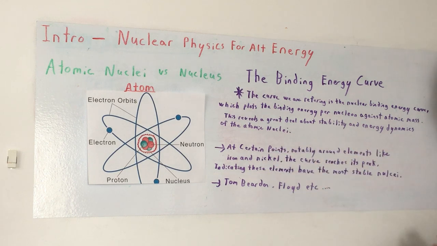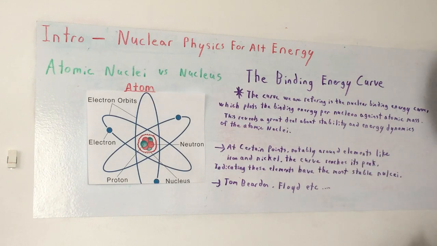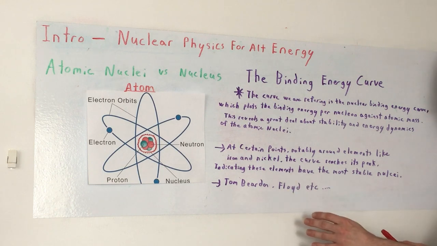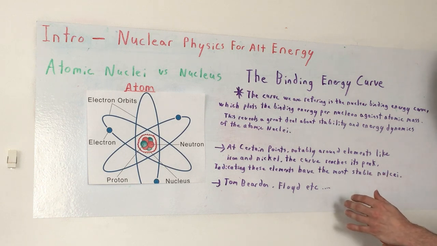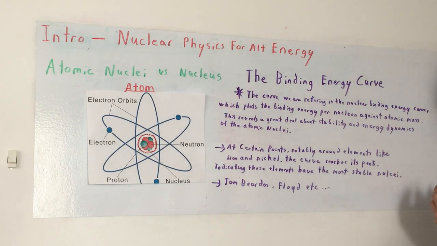Gotta watch those terms, right? But what this boils up to, folks, is that at certain points, notably around elements like iron and nickel, the curve reaches its peak. This is what's very important, folks, indicating these elements have the most stable nuclei. So this fits right into Tom Bearden, the Floyd research, the conditioning of barium ferrite, and all of that in-between stuff, and even a little bit of John Hutchison. So moving on to the similarities and where it becomes irrelevant, well, we'll talk about that next.